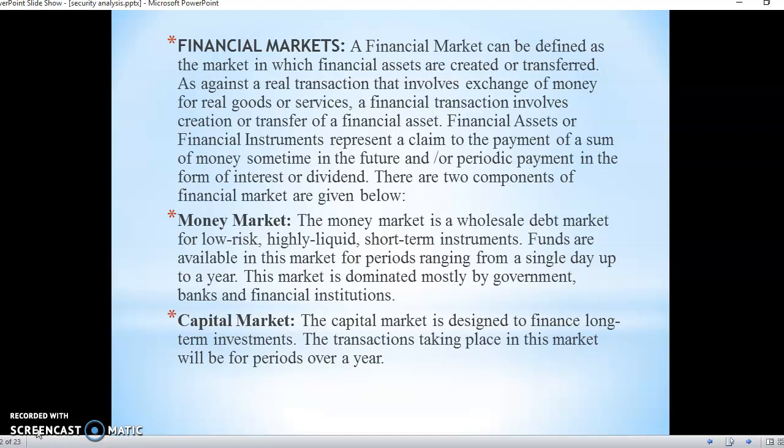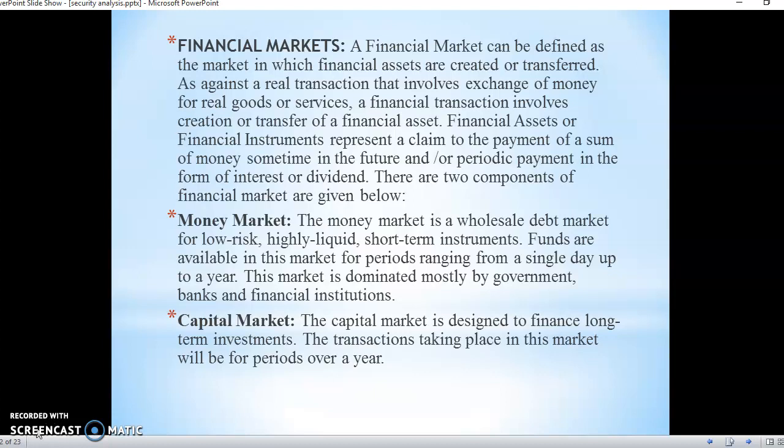But what they deal with here is only financial claims, financial assets or financial securities and services. In a general market, we exchange goods in terms of price, right? Here also the price is an important factor, and in the financial market the price is in the form of interest, dividend, or fee.